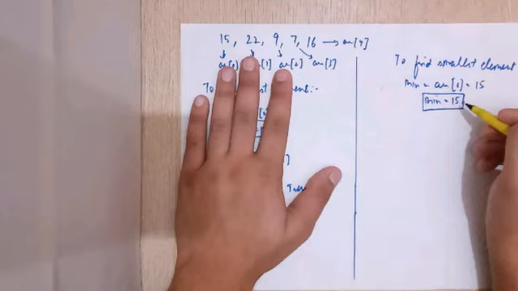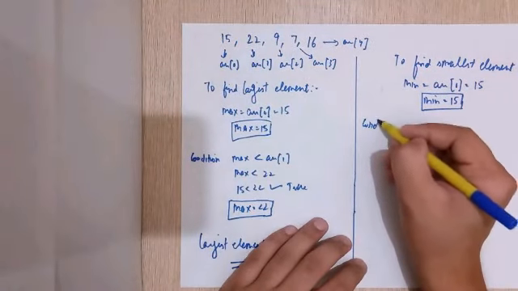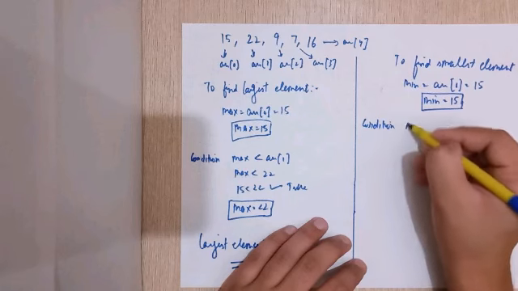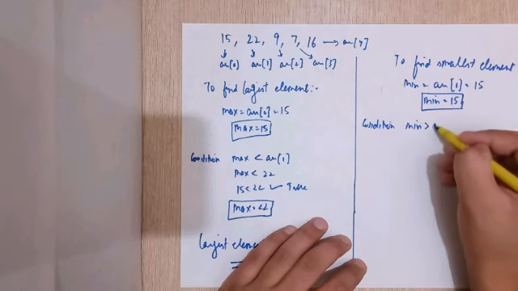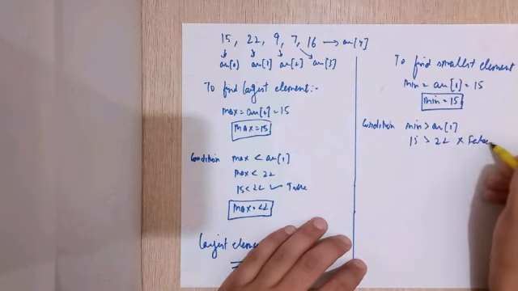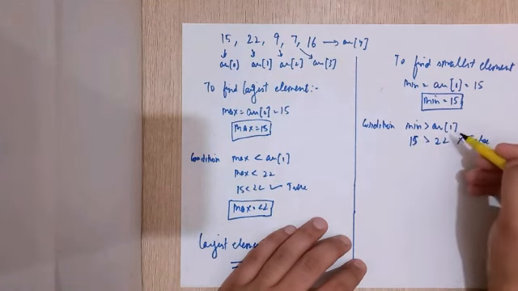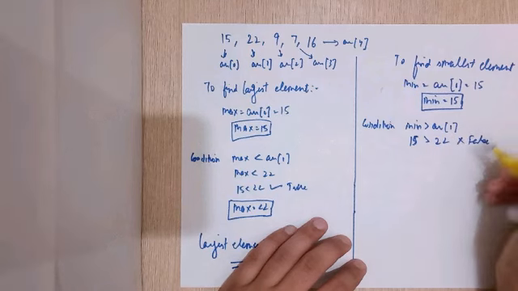Now we will put the condition that if the value of min is greater than the second or third element of the array, then the value of min will change. 15 is greater than 22, false, so the value of min will remain the same. Now we will again put the condition for the third, fourth and fifth elements of the array.